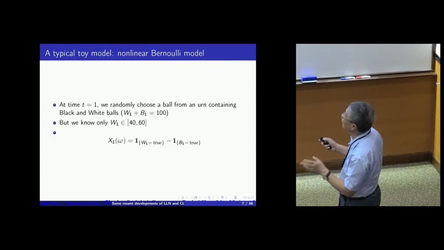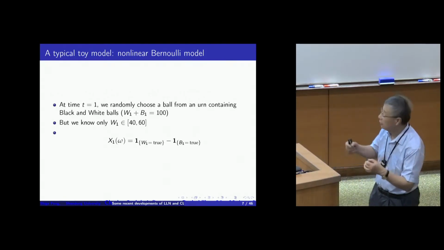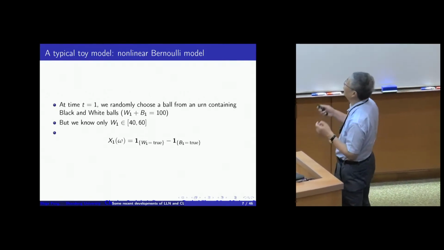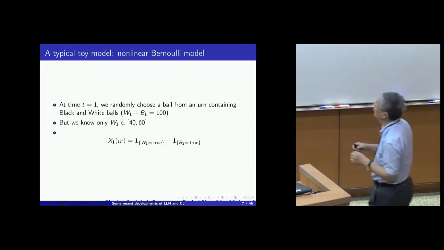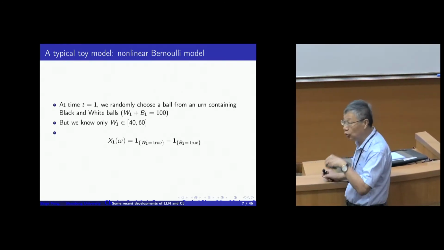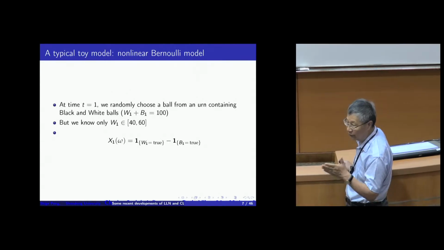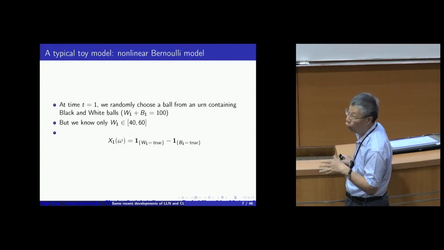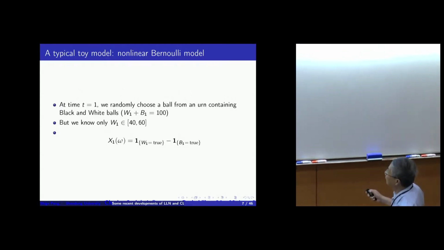One example is very simple. We have both black and white balls, totally 100, and we put them inside a black box. We don't know which is which. We don't even know how many there are. For example, we only know the number of black is between 40 and 60. The game is: if I get a white one, I get $1, and otherwise I lose $1.